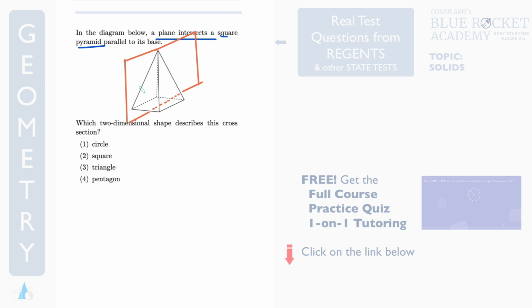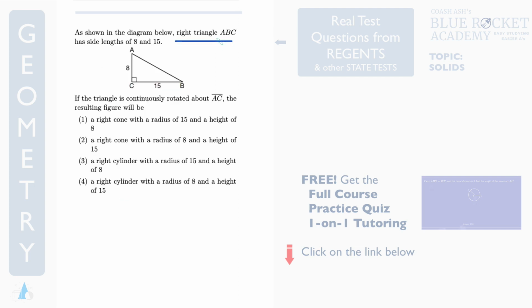Now it's your turn. What happens if a plane or a knife like this cuts through this? So it's going in this direction, it's cutting it perpendicular to the base. What kind of a shape would be revealed? Will it be a circle, a square, a triangle, or a pentagon? So comment your answers below and let's move on.